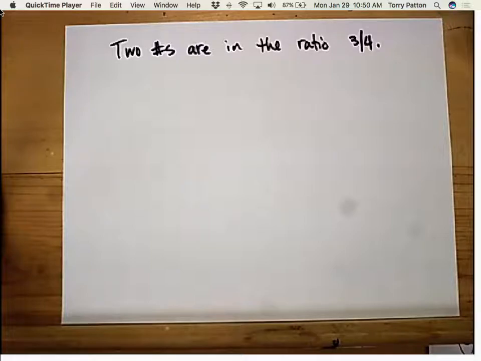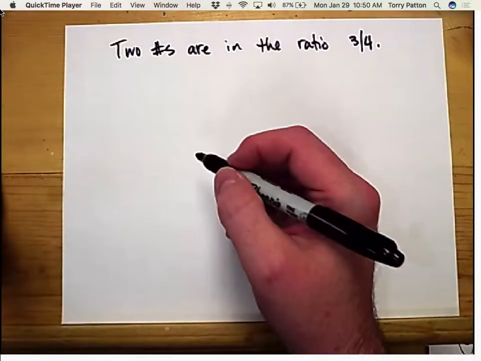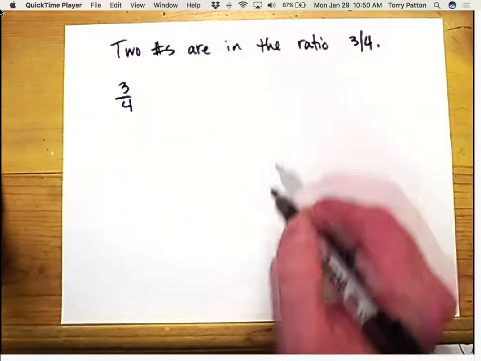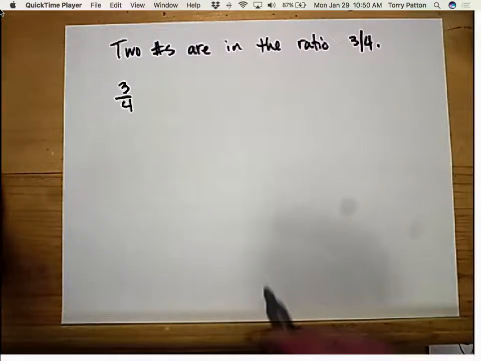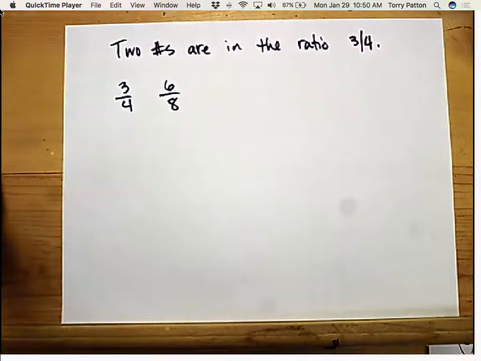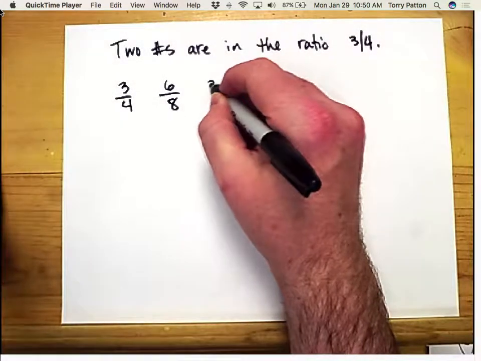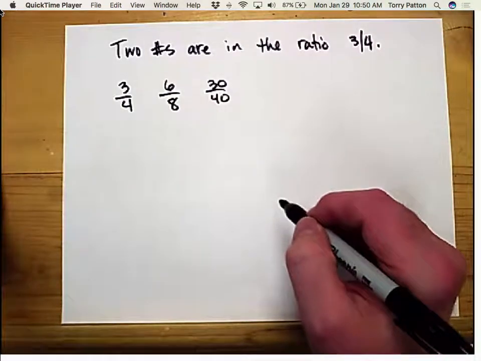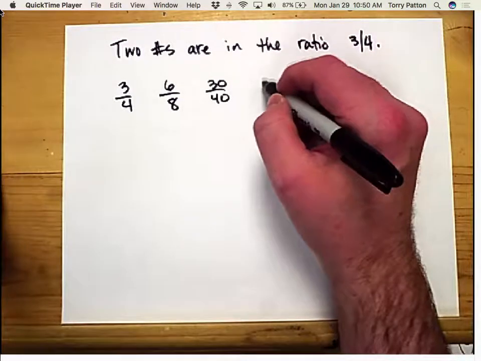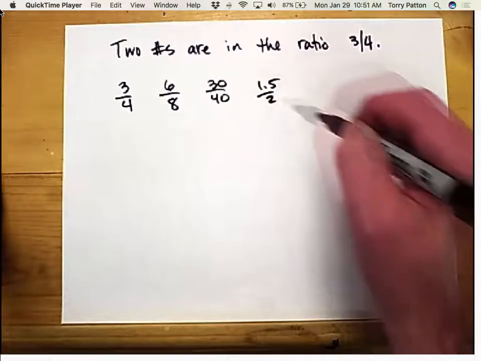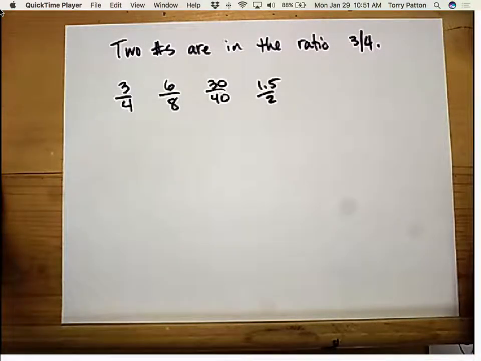If I tell you two numbers have a ratio of 3 to 4, does it have to be 3 and 4? It could be. It could be the numbers 3 to 4, right? What is another set of numbers that would be in the ratio of 3 to 4? 6 to 8, right? What about 30 to 40, right? As long as it reduces to be 3 to 4, okay? It could also be 1.5 to 2.